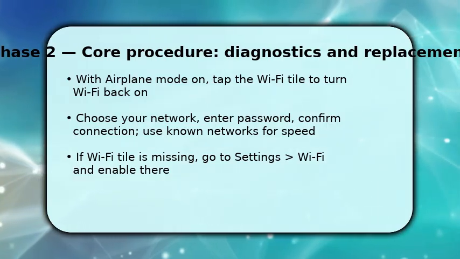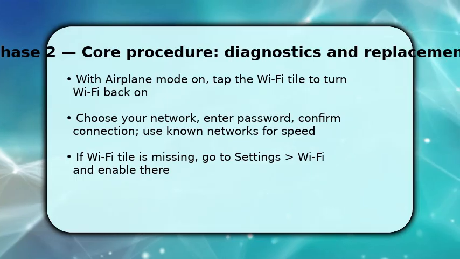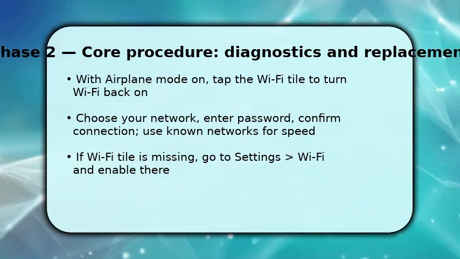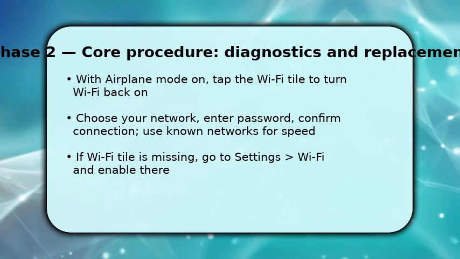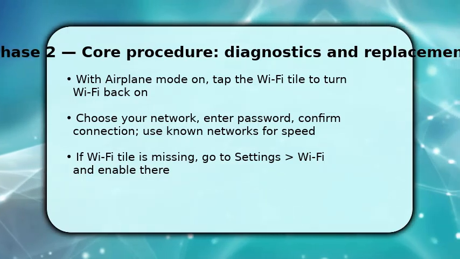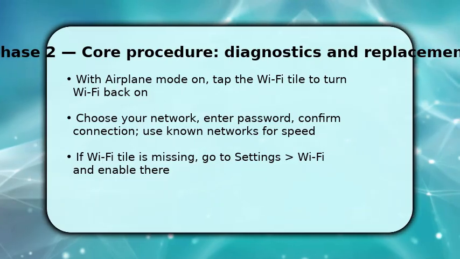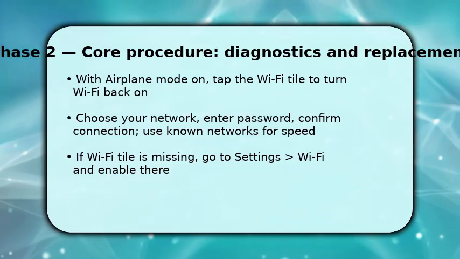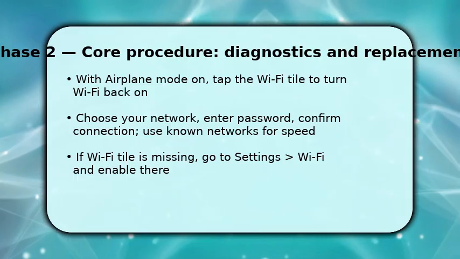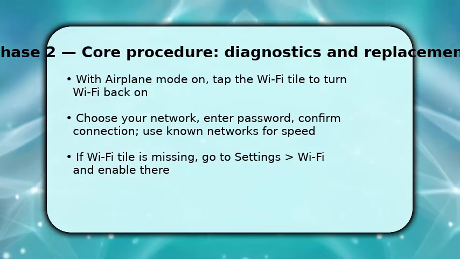If a network list appears, select your SSID and enter the password, then wait for the connected status. If the tile is not visible, make sure to open settings and navigate to Wi-Fi to enable it manually. This isolates data to Wi-Fi, which prevents cellular usage while keeping internet access.